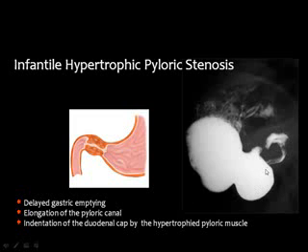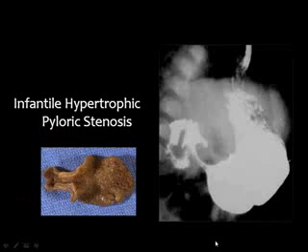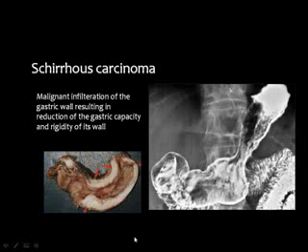Then by barium, you can see that the lumen is markedly narrowed, and the stomach is considerably dilated. Another case of hypertrophic pyloric stenosis, and the pyloric canal is narrowed and the stomach is dilated. And here you can see the gross specimen with marked hypertrophy of the wall of the pyloric canal.